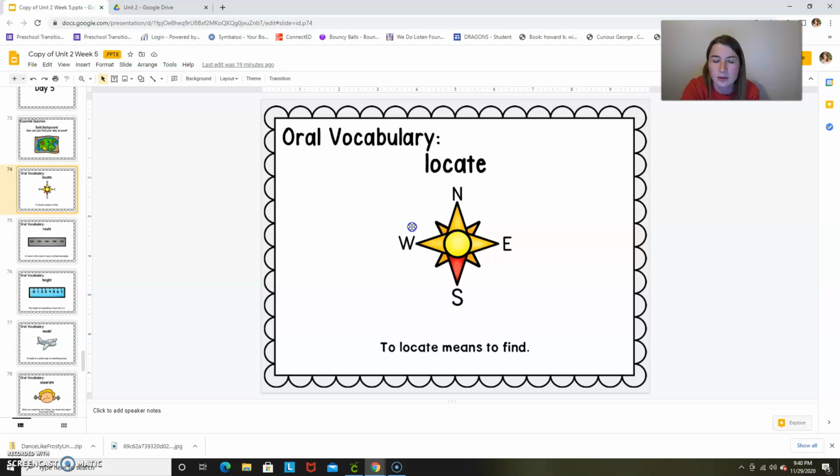The vocabulary word, locate. Let's count how many syllables. Locate. How many syllables? 2. Good job. To locate means to find something. So you might use a compass, like this one, for example, to locate something. Okay?